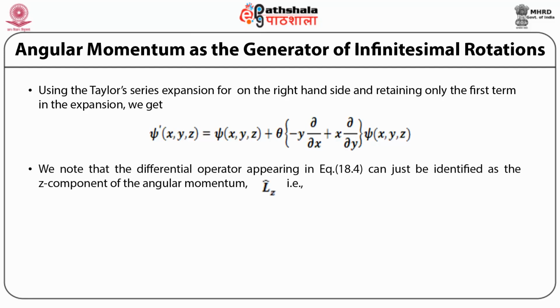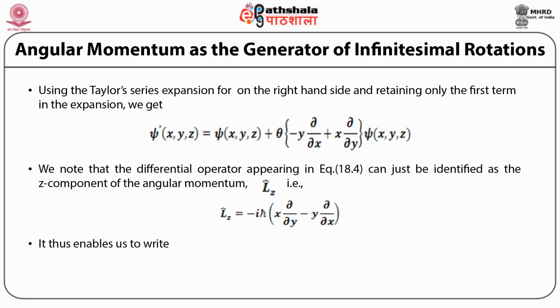We note that the differential operator appearing in equation 4 can just be identified as the z component of the angular momentum operator Lz. That is, operator Lz = −iħ(x ∂/∂y − y ∂/∂x).